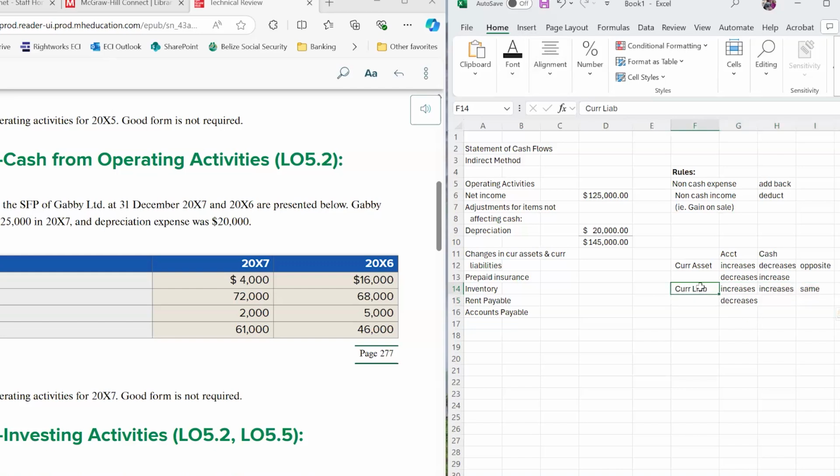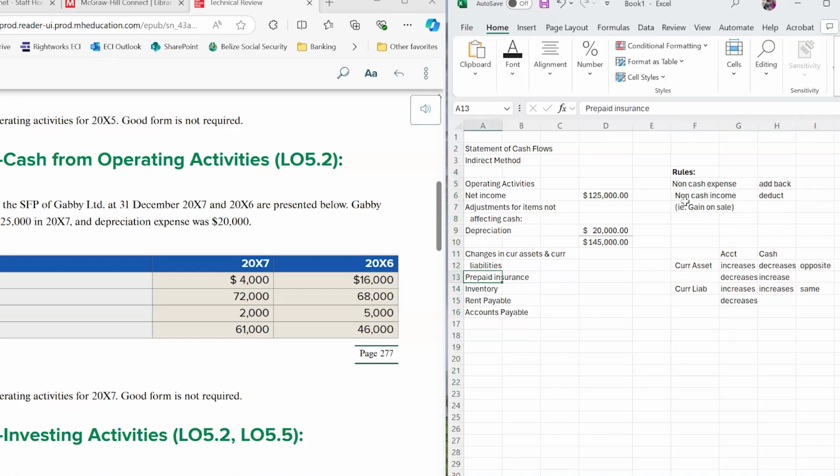So the rule for current liabilities is, if they go up, so does your cash. Current assets, if they go up, your cash goes down. So it's the opposite. And that's the rule. If you don't remember everything, just remember these rules I'm giving you here, and that'll help you with your cash flow statement. Now, we're actually going to follow these rules to do this section.